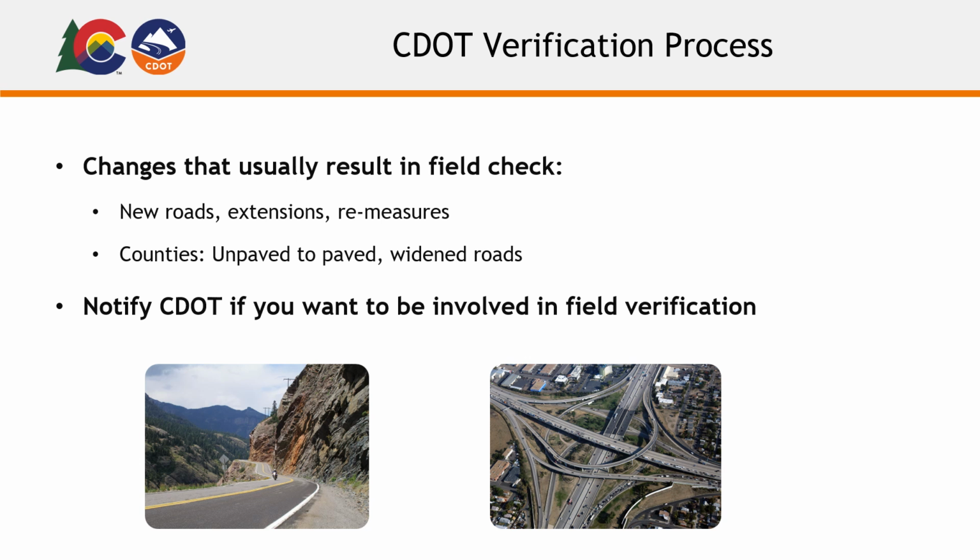CDOT will field verify certain edits that affect HUTF funding allocations. This includes new roads or extensions, and additionally for counties, roads that are reported as now being paved or widened. For those changes that cannot be confirmed with current imagery or other reference materials, CDOT will send field crews to inspect and measure the road in question, comparing reported values with what is measured in the field. CDOT will notify you of discrepancies found that result in a required change that impacts funding. Should you wish to be involved in the field verification process, you may request to be contacted before field work is performed.